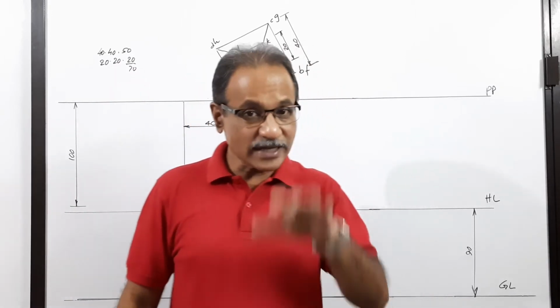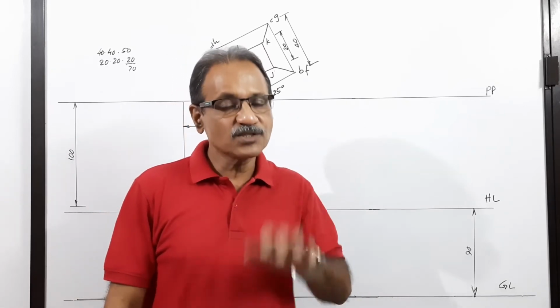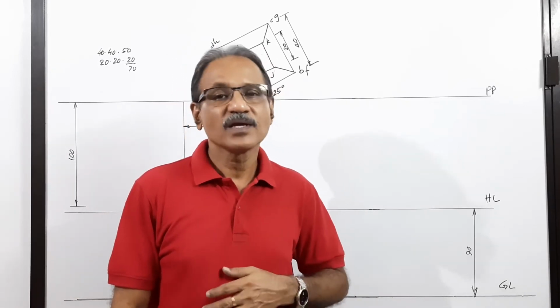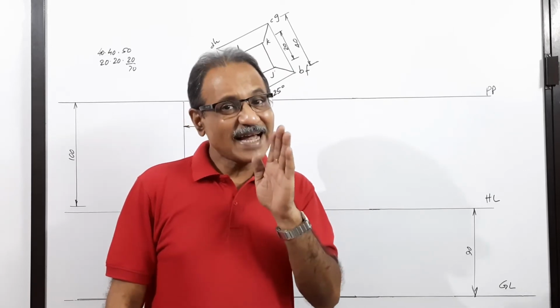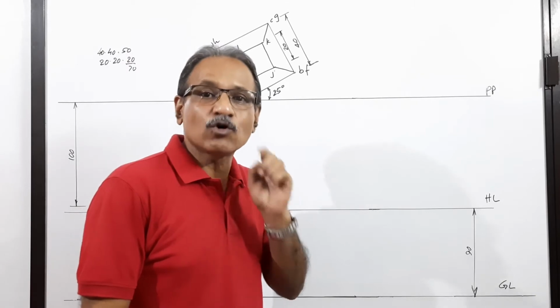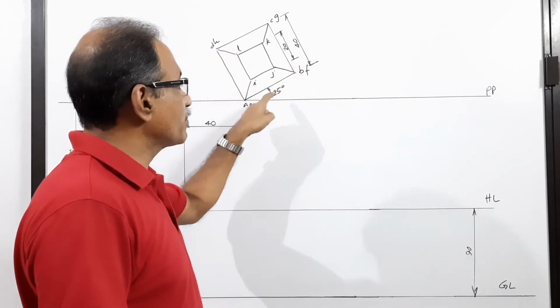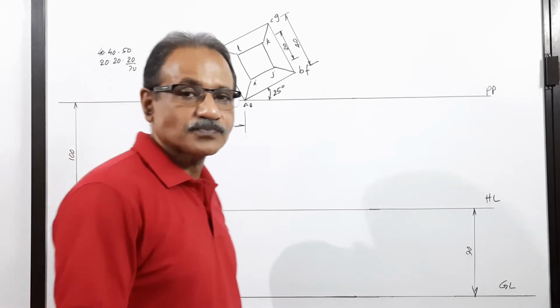It is resting on the ground on its base, on a square face, with one side making 25 degrees to PP and a corner of that side on PP. A corner on PP and the side containing the corner making 25 degrees to PP.